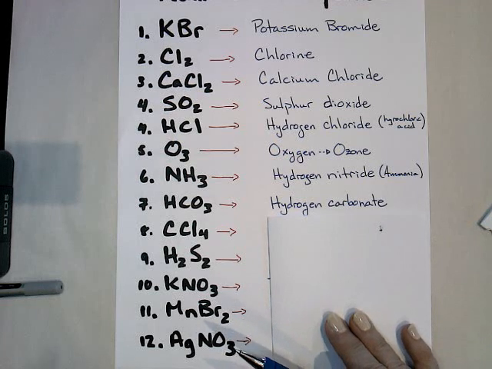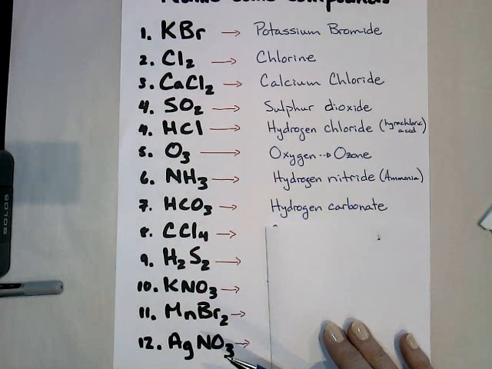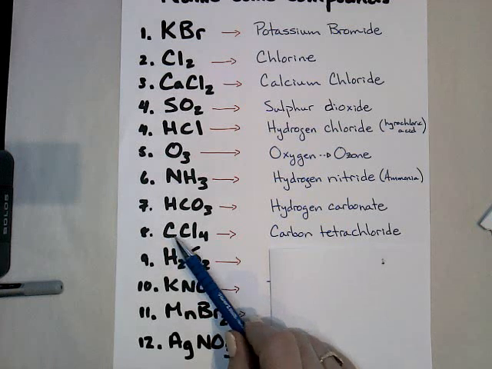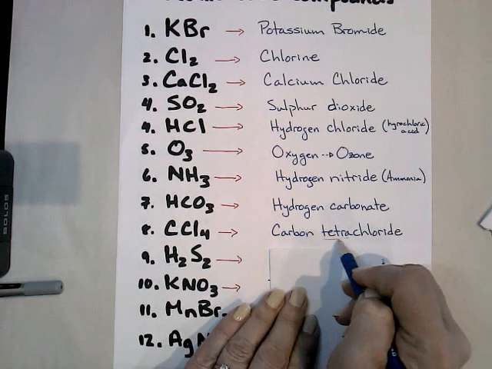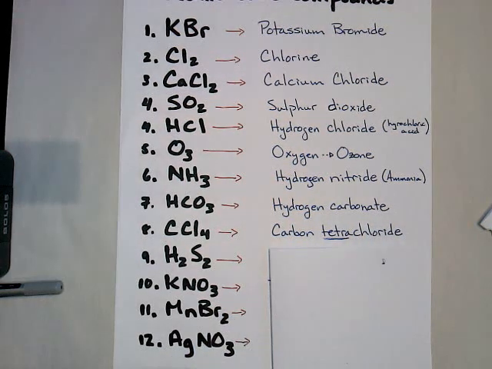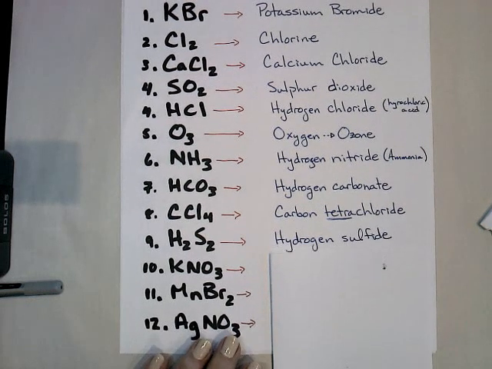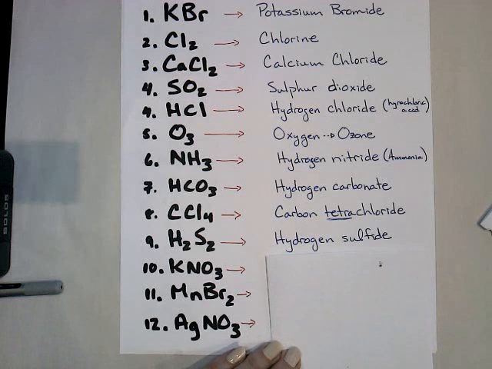Now here's another one. It's a little fancy again, so let's have a look. This is carbon tetrachloride. I don't expect you to know that tetra belongs here. Tetra means 4. If you said carbon chloride, if that was one I asked you, that would be fantastic. But just so you know, technically that one's called carbon tetrachloride. H2S is hydrogen sulfide: the hydrogen on the left, the sulfur on the right, changing the ending to "ide."